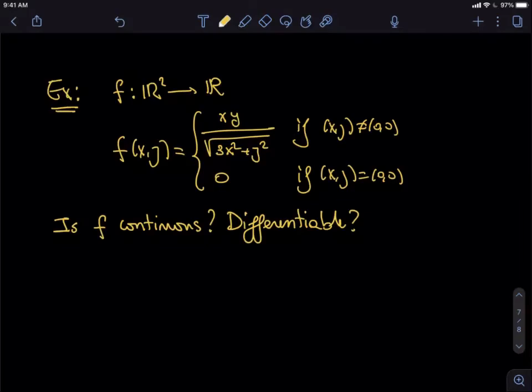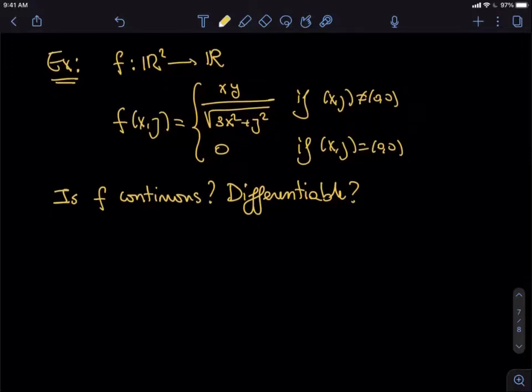Now let's do another problem. In this case, it's the same question. We want to know if this function from R2 to R is continuous or differentiable, maybe. The function is given by this formula when x and y are not zero, and at (0, 0), we define it as 0. So we have xy divided by the square root of 3x squared plus y squared. Let's see if f is continuous or differentiable or what.